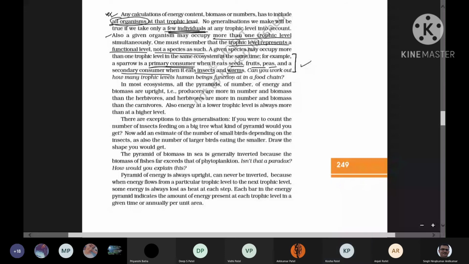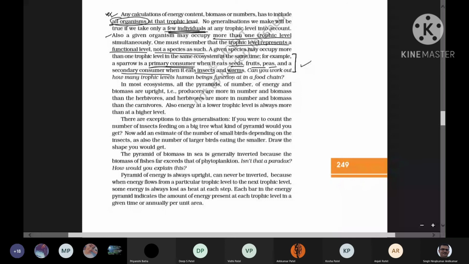Yeah. So this is a normal trend actually, the general trend where the pyramids of number and energy are upright. The producers are much more than the consumers, right? And the primary consumers are more than the secondary consumers. So the energy at the lower trophic level will be high, as we have seen, than that of the higher trophic level. This is also true.